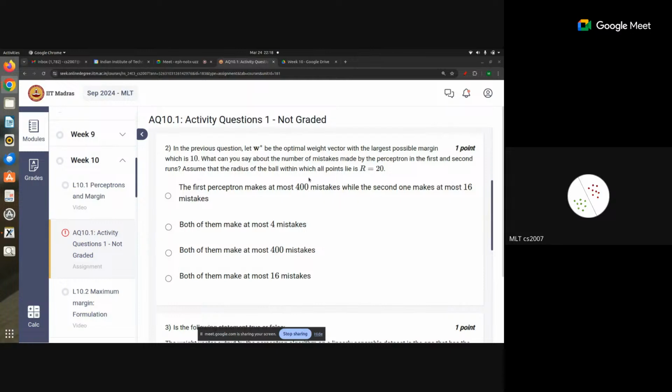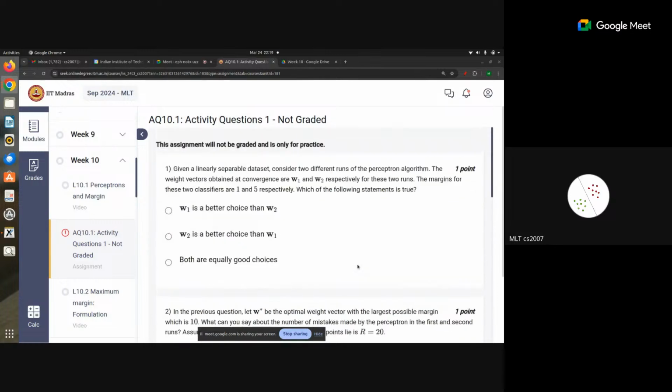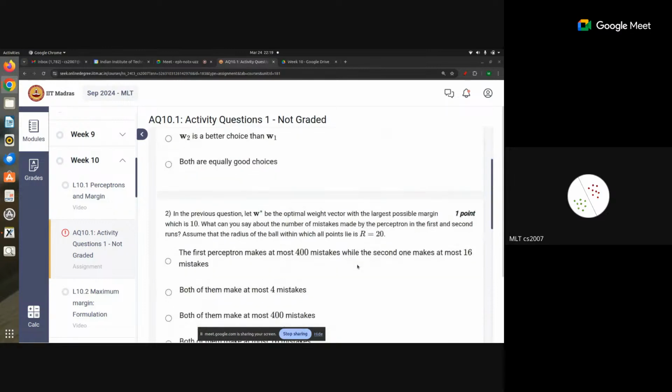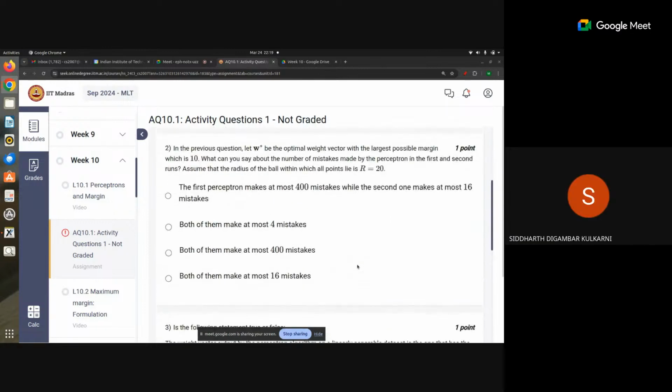See, the maximum number of mistakes is bounded by what here? The optimal W. So it should be 20 square by 10 square, right? 400 by 100 is just 4, right? So even if we reach any W, ultimately we'll take a maximum of 4 mistakes. Option B should be correct, no? Yes, sir.